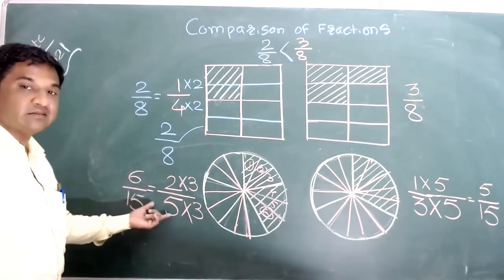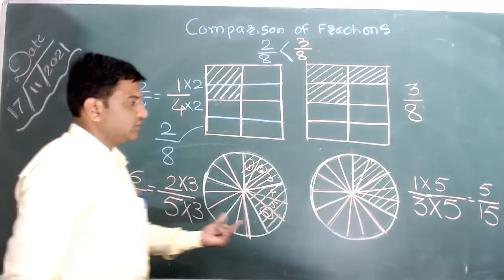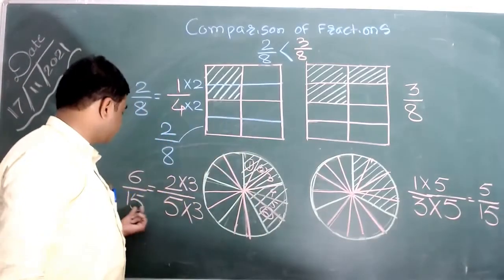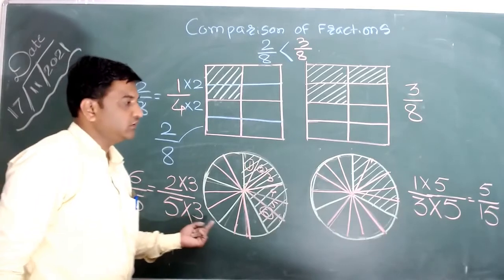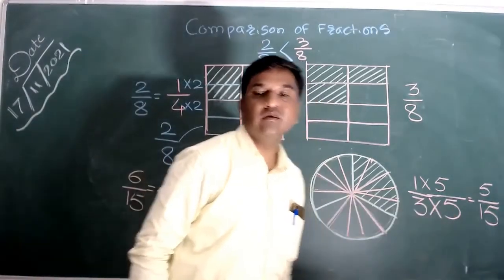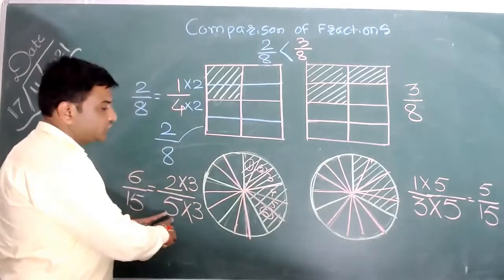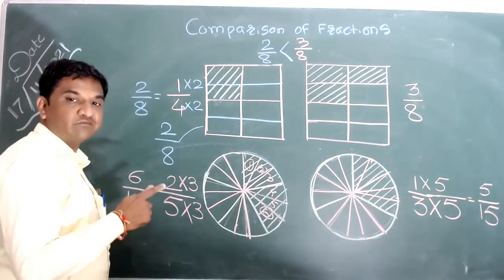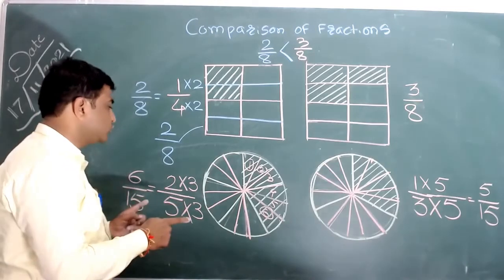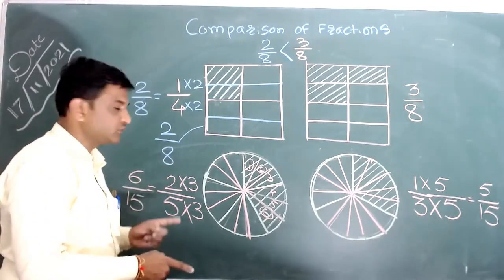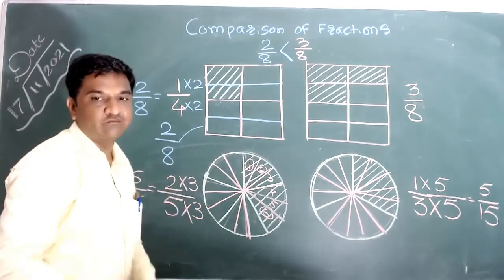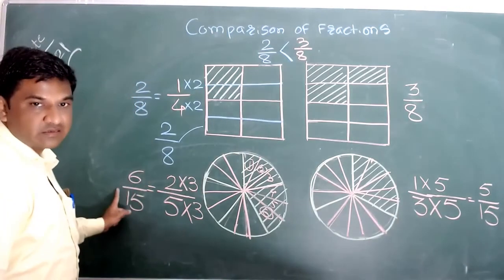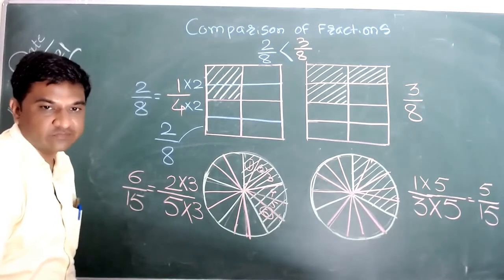What we have done again in this case is make the denominators equal. To find the common denominator, we can see that 15 is in the table of 5 and 3. So we'll find the LCM of the denominators and make their denominators equal. Then when we divide both circles into the required number of equal parts, we can compare the number of shaded parts very easily. So for comparing unlike fractions, we make their denominators equal. We convert them into like fractions.